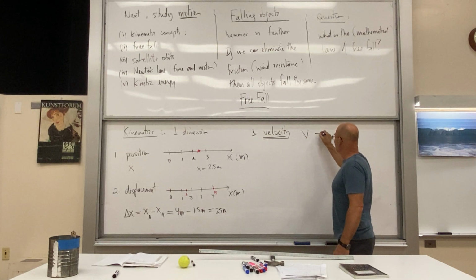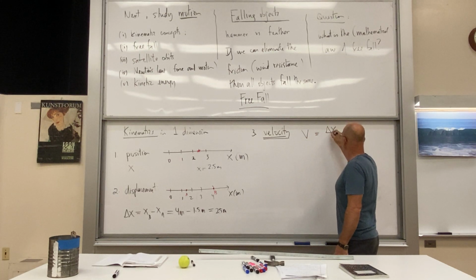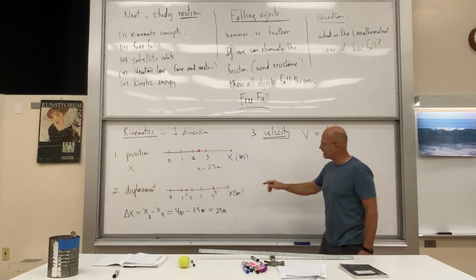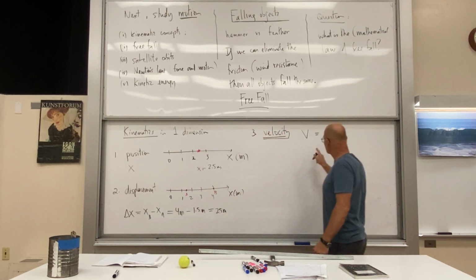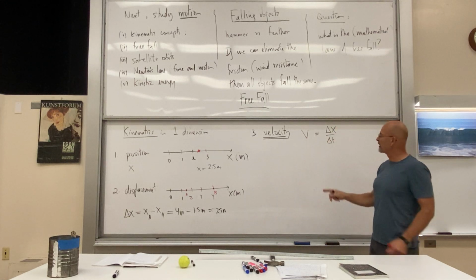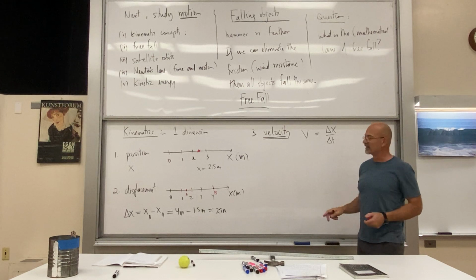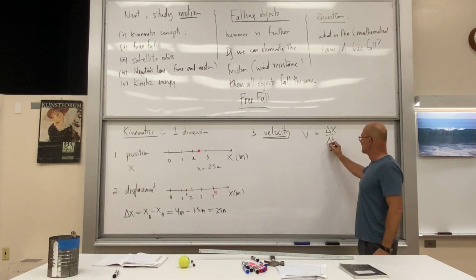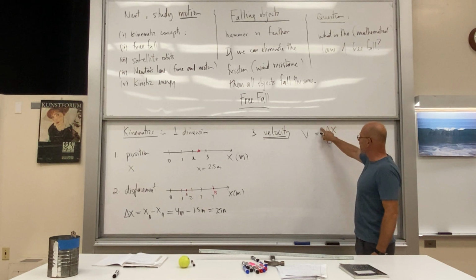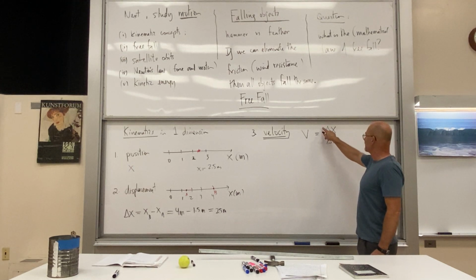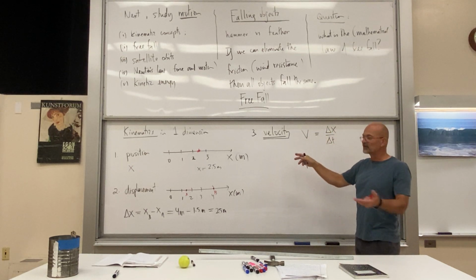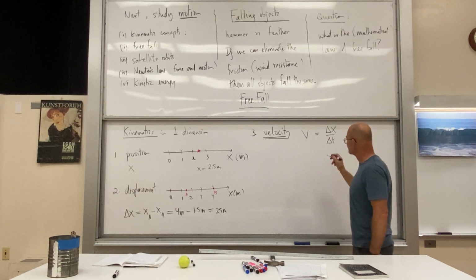V is equal to delta x over delta t. Now the delta x we already defined as the displacement. The delta t is just a time. I don't have to even write the delta, but it's going to mean the same thing. Okay, so we can actually use these interchangeably. It's a distance, a displacement in position over a difference in time, or just over a time in general.